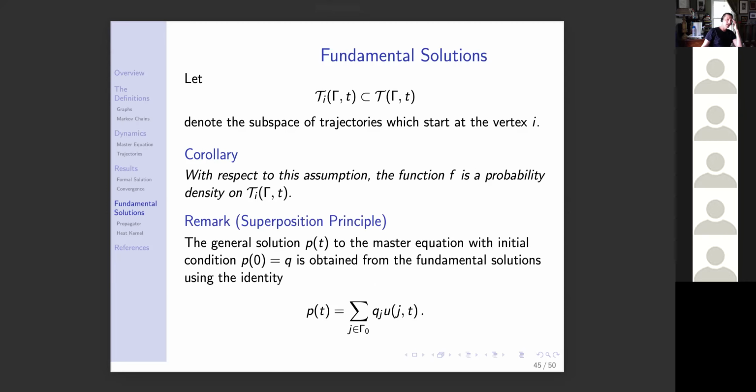I just want to point out, why do you care about fundamental solutions? Well, because of the superposition principle, which is also something we cover in Math 2150: the general solution to the master equation with initial condition P of 0 equals Q is obtained from the fundamental solutions by taking the linear combination of the fundamental solutions weighted by the components of the initial distribution Q. This is completely obvious. Okay, so that's the superposition principle which we teach our students.